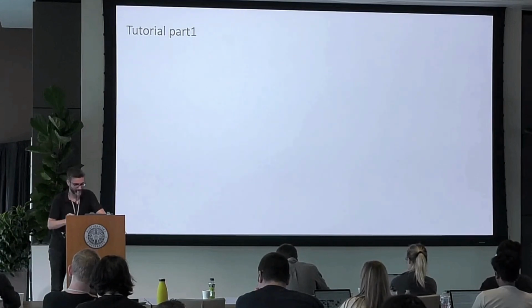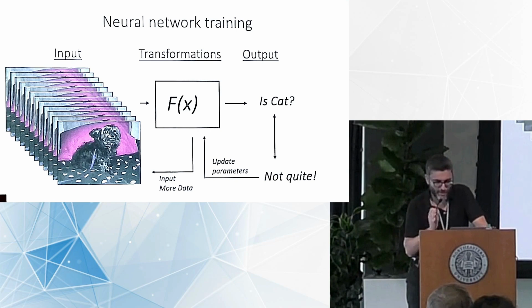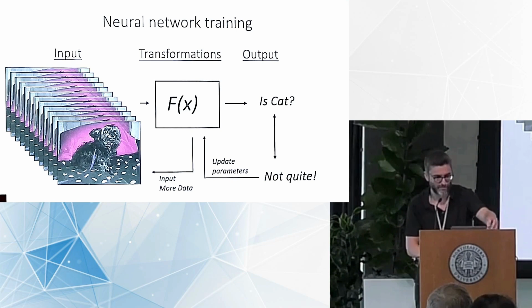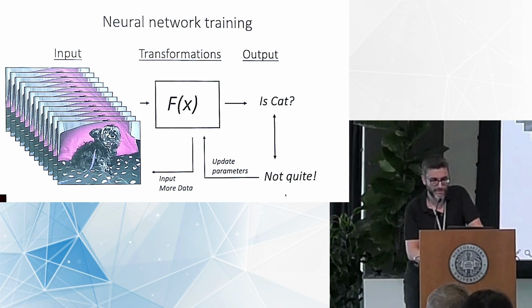Okay, training. So yeah, this is the same overview picture that we had before. What are we doing? We are taking input data, learning transformations, generating an output, comparing it to some ground truth or labeled data, updating parameters, and feeding our function approximator more data.